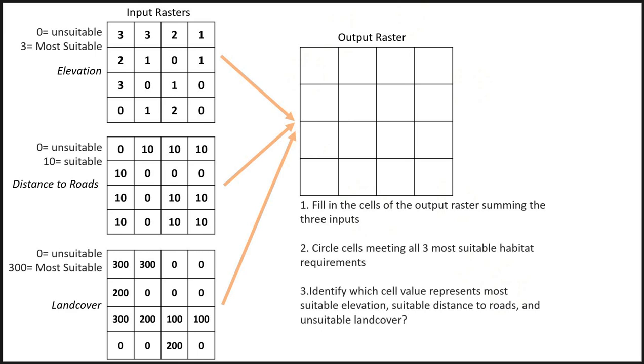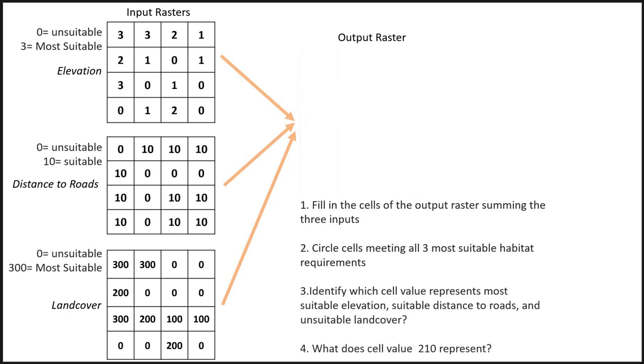Third, I want you to tell me what cell value represents a location that has the most suitable elevation, suitable distance to roads, and unsuitable land cover. And finally, tell me what a cell value of 210 represents. Isn't this so fun? All right.